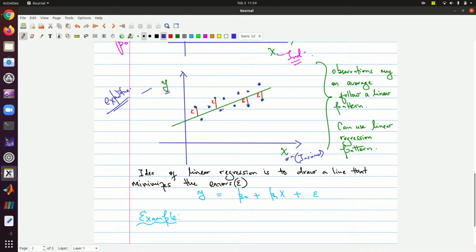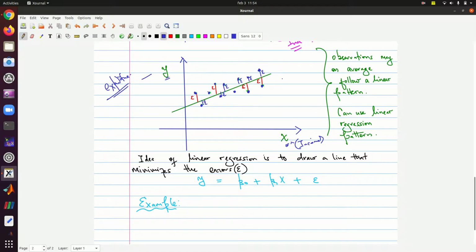The distance of each of these points from the fitted line is at its minimum. That is what we try to do here. The idea of linear regression is to draw a line that minimizes these errors here, the epsilon.